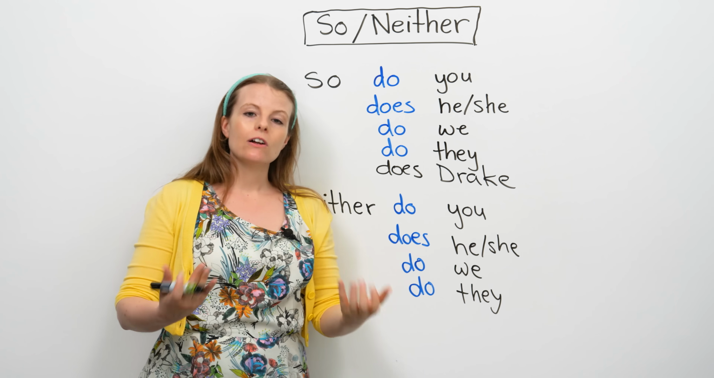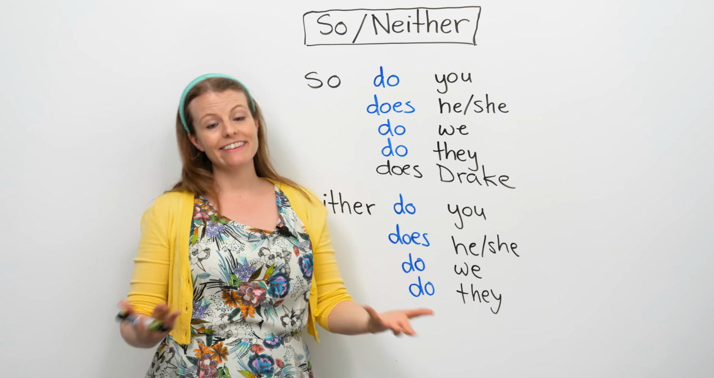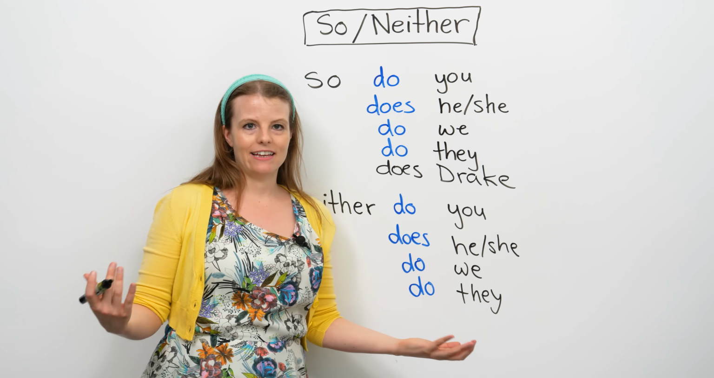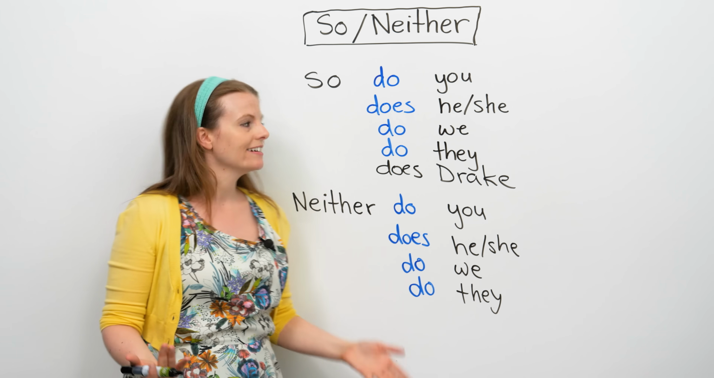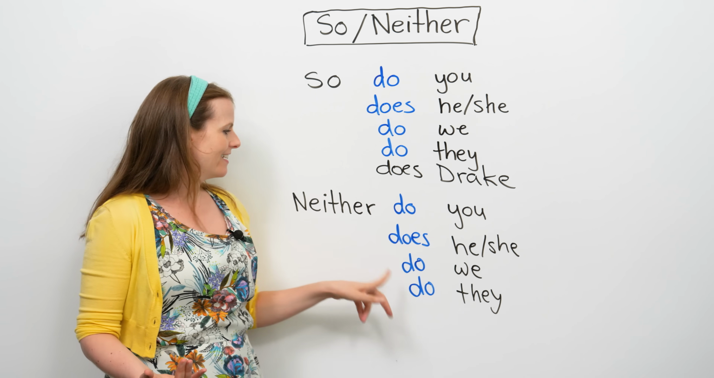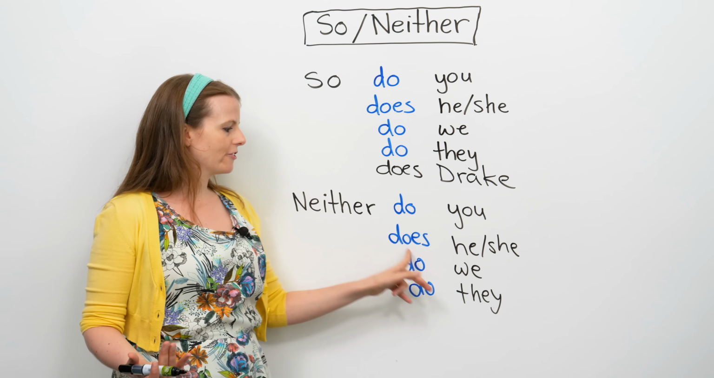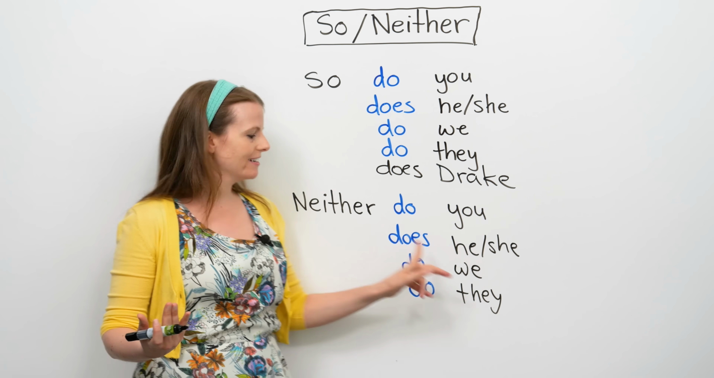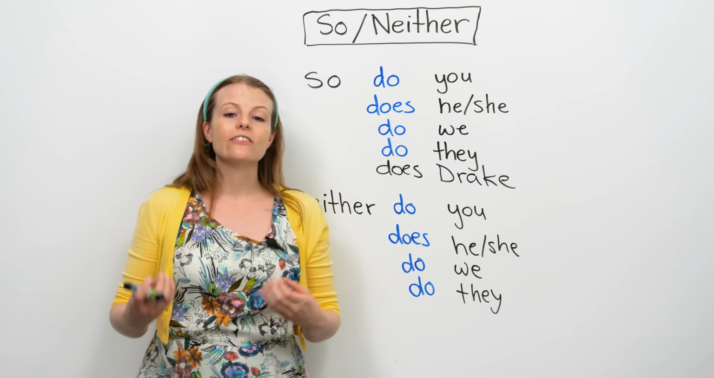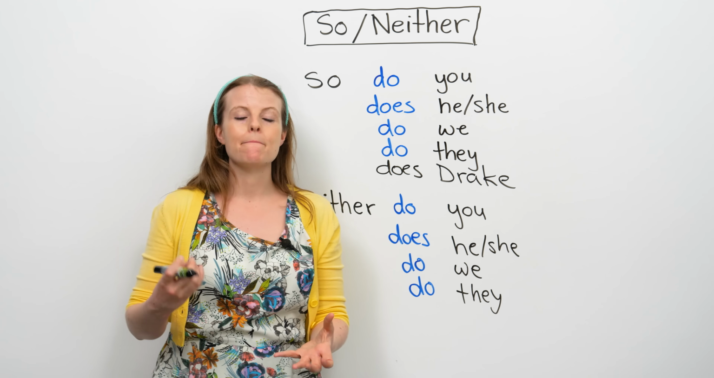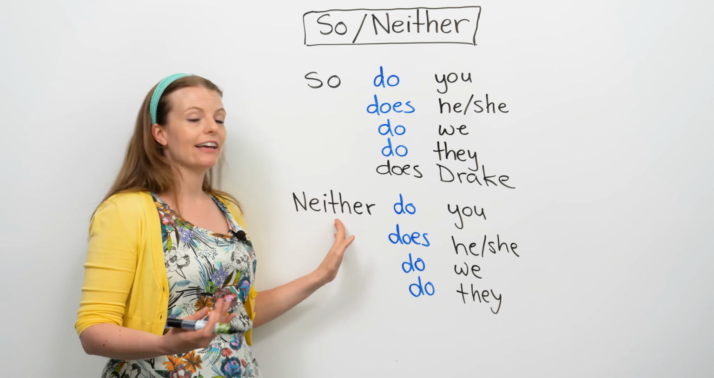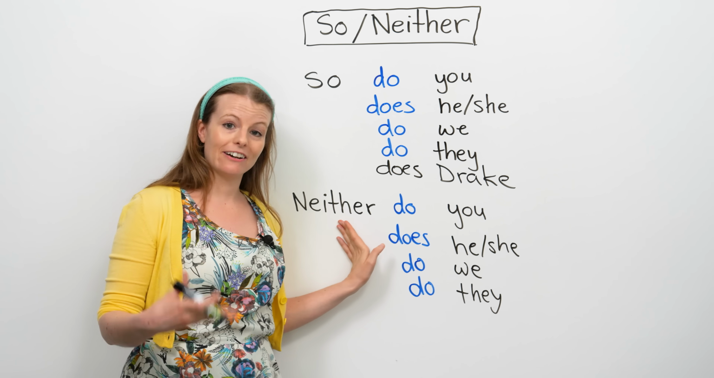Okay? What about neither? Well, it's the same. I don't live in Australia. Neither does Drake. Neither do you. Neither does he. Neither does she. Neither do we. Neither do they. Okay? So it's important that the verb matches the pronoun. But notice that so and neither are at the very beginning of the sentence.